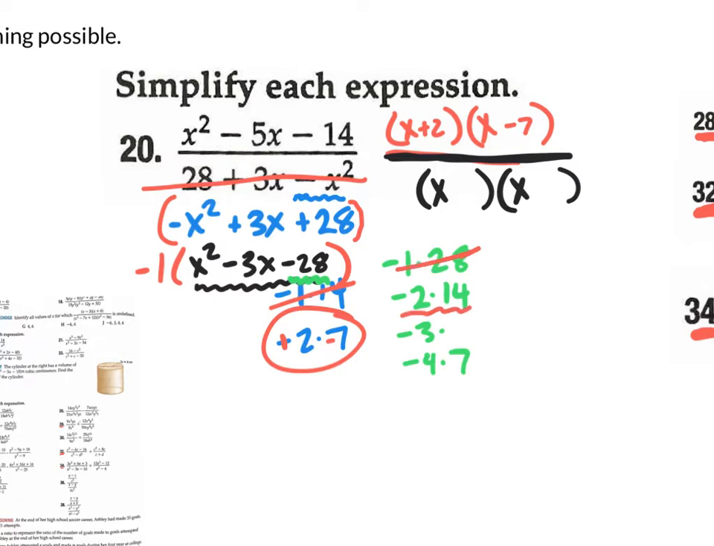14 take away 2, that's 12. And the middle value is not 12. We want it to be a negative 3, so that's definitely not it.